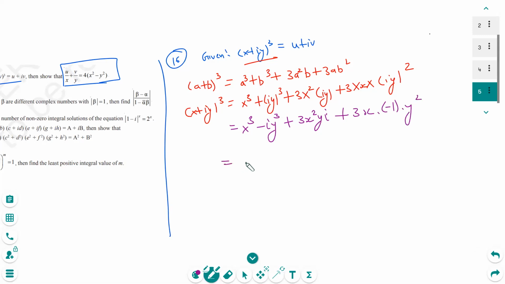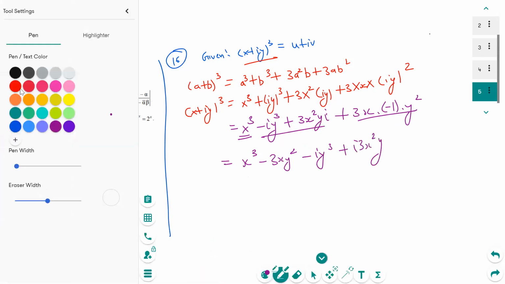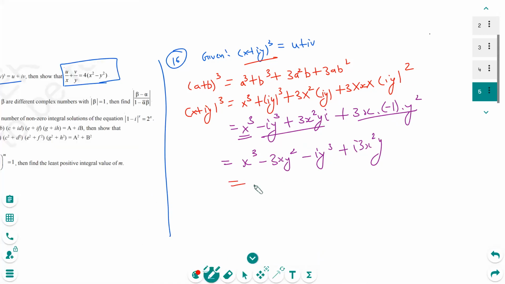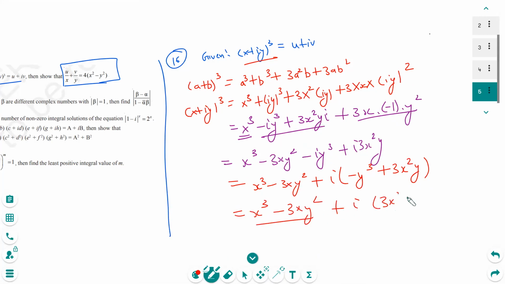So let's write it in a better way. The real part is this, x cube minus 3x y square. Imaginary parts are these, minus iota y cube plus iota 3x square y. If I write it in standard form in a better way, iota you can take common. So this will be minus y cube plus 3x square y. Right, I took iota as common. So this will be the real part, and this right here can be said as the imaginary part.